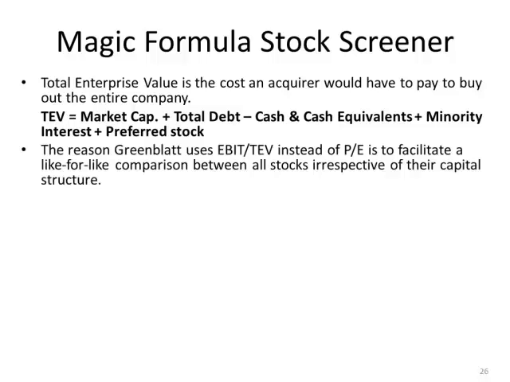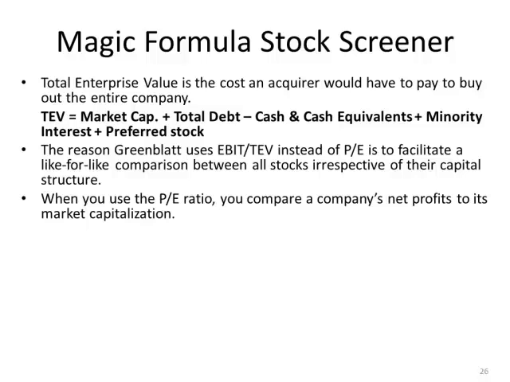So the reason Greenblatt uses EBIT over TEV instead of PE is to facilitate a like-for-like comparison between all stocks irrespective of their capital structure. Right, so remember, capital structure is saying how is the company financed, and companies can be financed by debt or equity. And the debt-to-equity ratio will tell you what the company's capital structure is. And the PE ratio is sensitive to that, right? So if the debt-to-equity ratio changes, it'll affect the PE ratio even if the company otherwise hasn't changed. So with EBIT to TEV, the debt-to-equity ratio doesn't necessarily matter, so you can easily compare companies that have different capital structures.